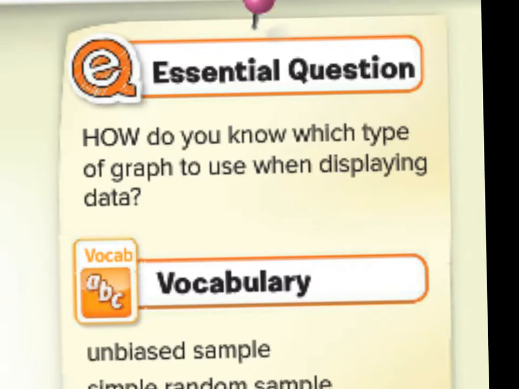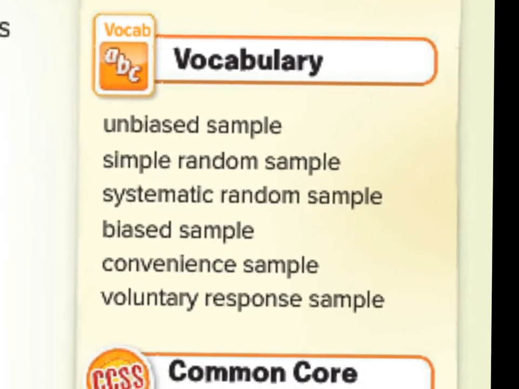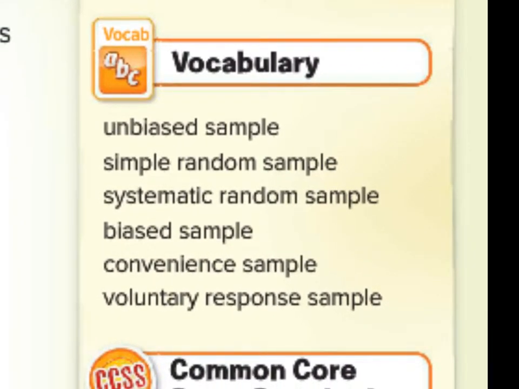For this lesson, we will continue to address the question, how do you know which type of graph to use when displaying data? And we were going to look at the vocabulary, unbiased sample. So an unbiased sample is when it's not biased. So this is the opposite. The prefix un makes it the opposite, so it's not biased. Unbiased sample, simple random sample, systematic random sample, biased sample, convenience sample, voluntary response sample. As you can see, we are looking at all different types of samples.